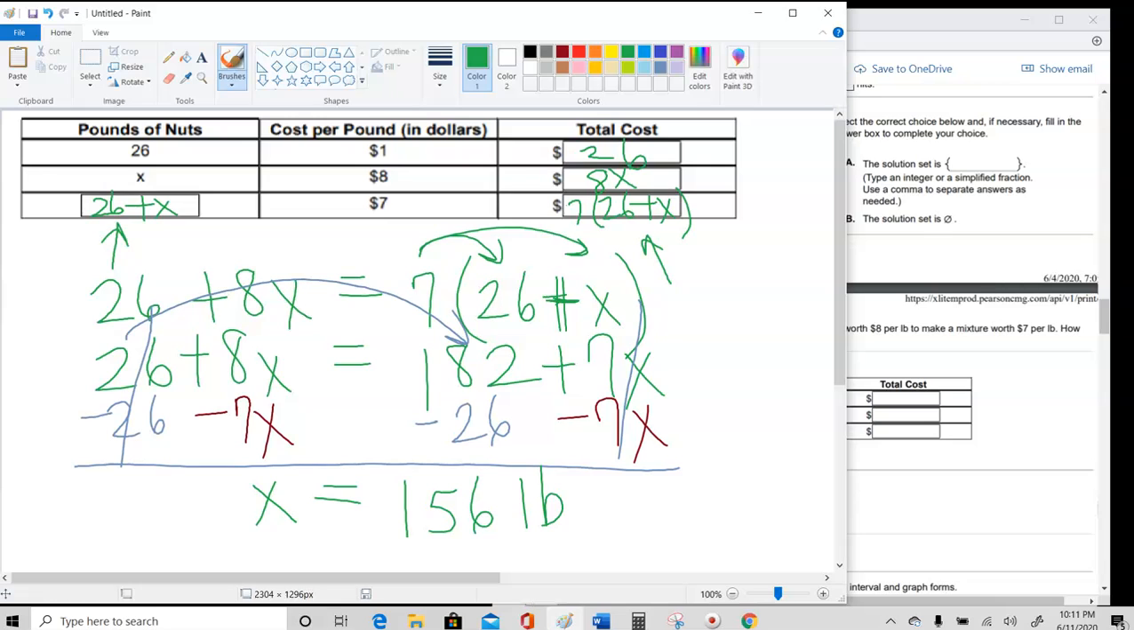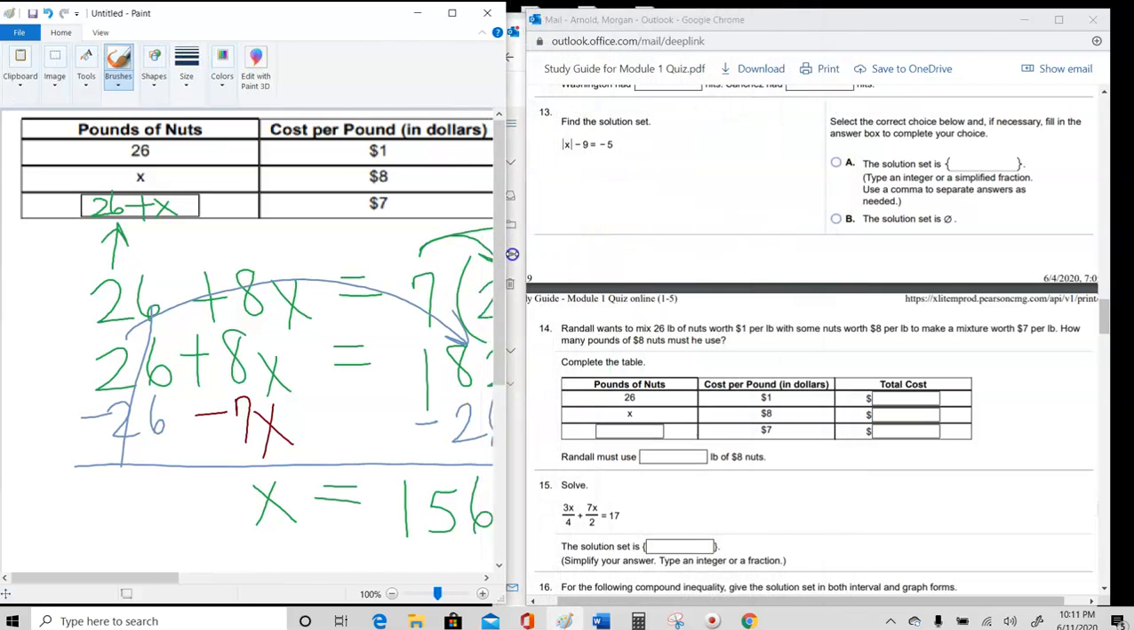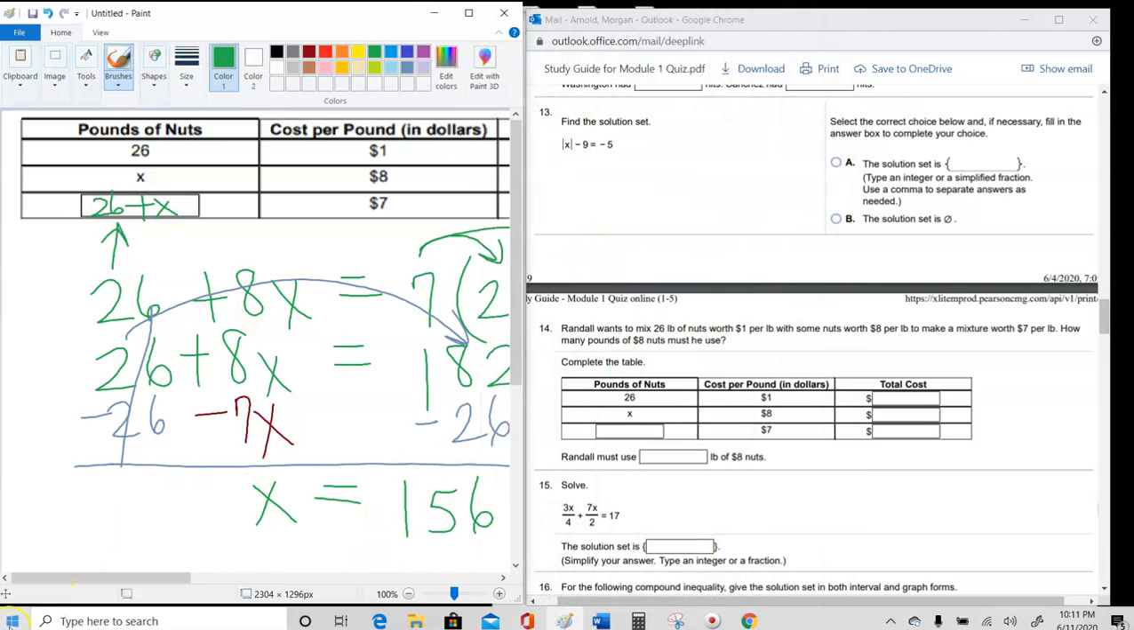So the table really helps you set up and solve your equation. The next problem. Therefore, Randall must use 156 pounds of 8-pound nuts.